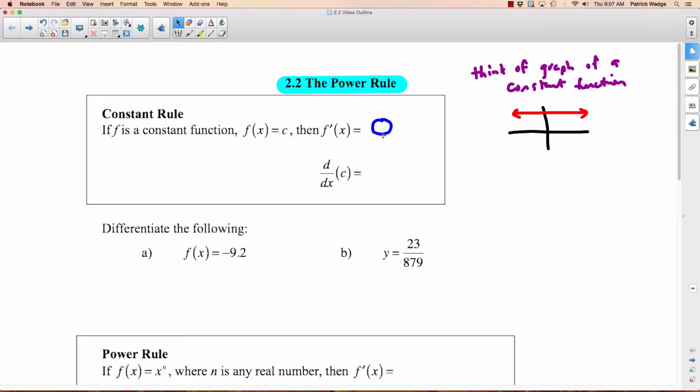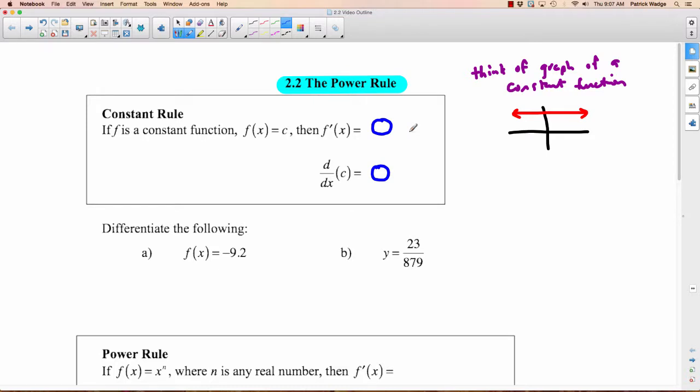So there you go, your first rule. If you're taking the derivative of a constant, the answer is just going to be 0. This is one way we write it: f prime of x equals 0. The other way you could write it is d dx of c, where c is a constant, is 0.